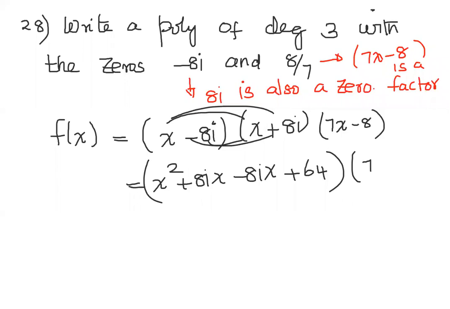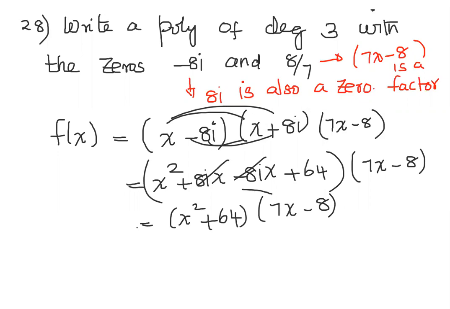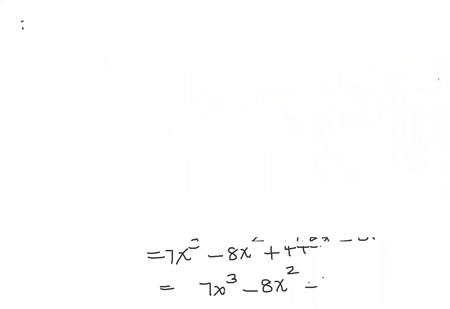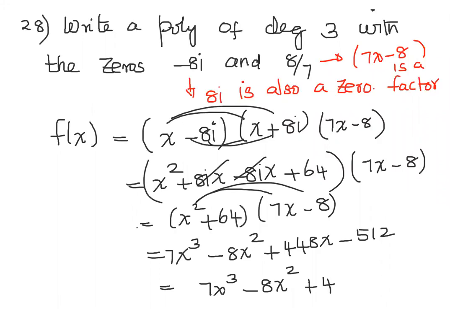Times 7x minus 8. And these two get cancelled. So we get x squared plus 64 times 7x minus 8. Now FOIL again. So we get 7x to the third minus 8x squared plus 448x minus 512. So let's rewrite them in the descending order. So this is our final answer.